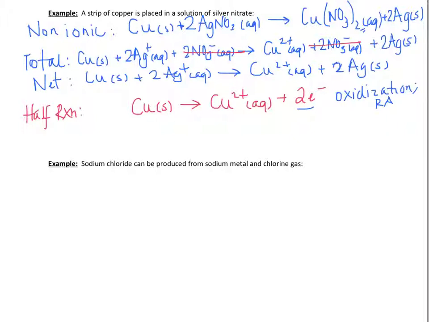The other half reaction would be 2Ag positive, aqueous, goes to 2Ag solid. Here I have an overall charge on the reactant side of 2 positive, 2 times the positive, so that's 2 positive in total, and 0 on the product side. We'll always add electrons to the higher number, so here I have to put them on the reactant side. And in order to make 2 positive 0, I need to add 2 electrons.